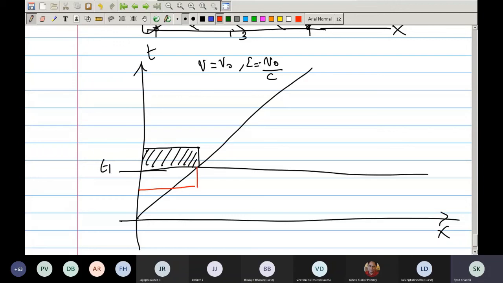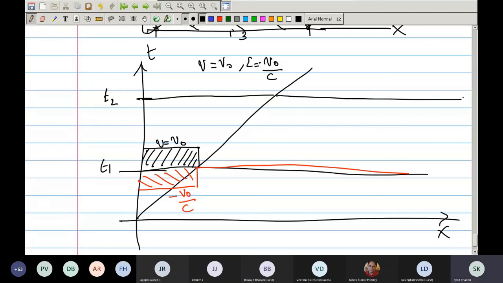Again, this is strain, which is minus v0 by c, and this is my velocity, which is v0. This is at time t equal to t1. If I look at some other time, say t equal to t2, it is going to look like this. So the velocity is going to be v0 till this end.